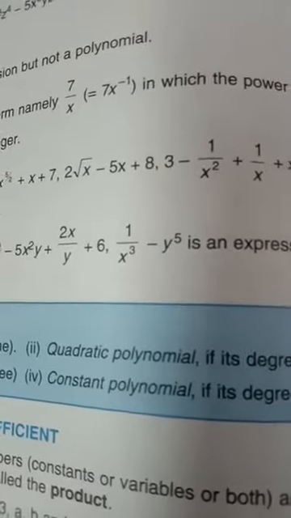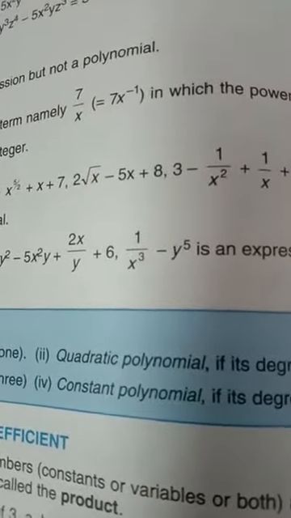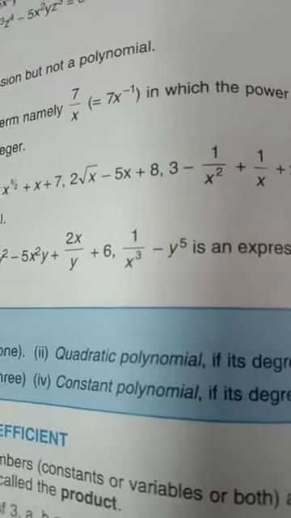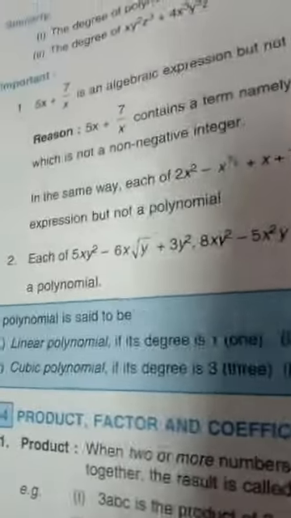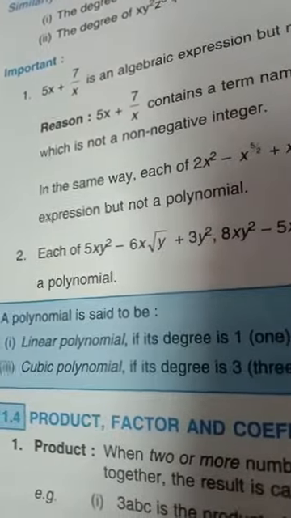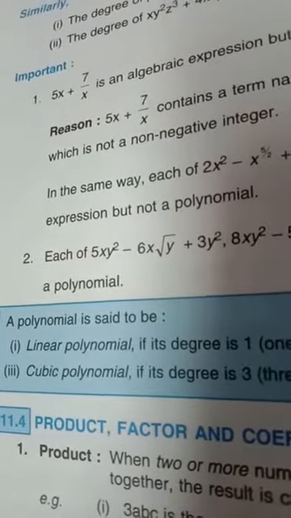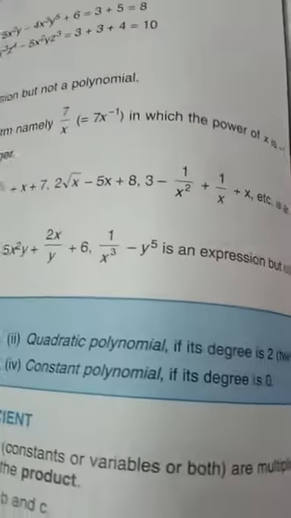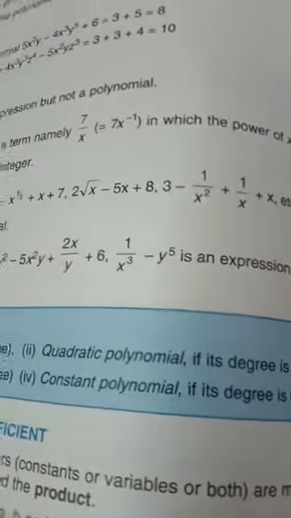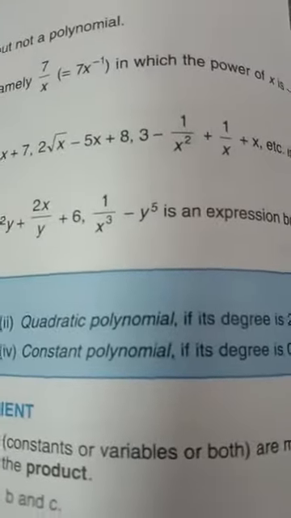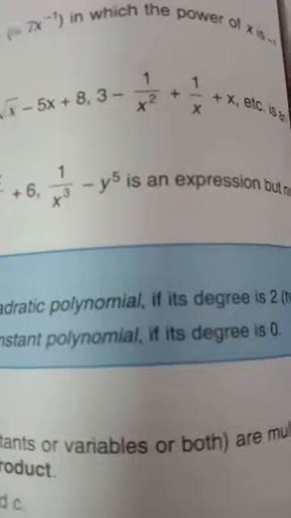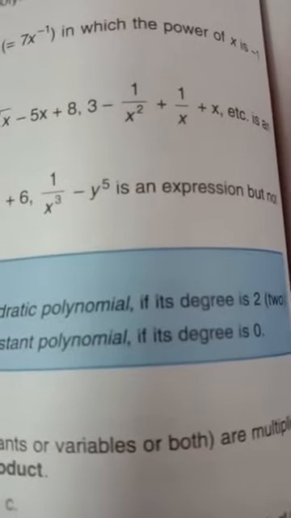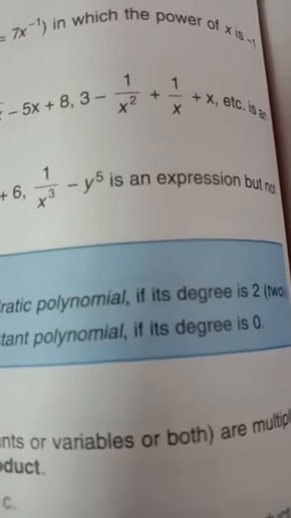Clear? If the degree is 1, it is called a linear polynomial. If the degree is 2, it is called a quadratic polynomial. If the degree is 3, then it is called a cubic polynomial. If the degree is 0, then it is called a constant polynomial. Degree 0 means there is no variable. Okay, no variable.